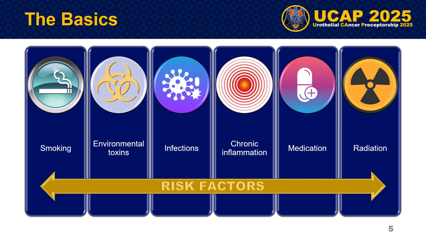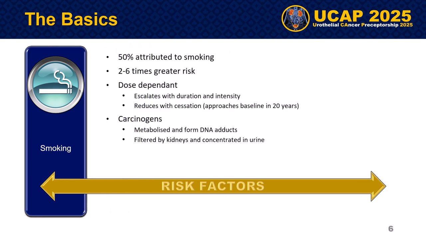Apart from gender, age, genetics, and geographical location, there are many modifiable risk factors for urothelial carcinoma. Smoking is a major modifiable risk factor for urothelial carcinoma. 50% of cancer cases are thought to be attributed to cigarette smoking. Smokers have up to 6 times the risk of developing urothelial carcinoma in comparison to the general population. The risk increases with the duration and intensity of smoking. Smoking cessation reduces the risk and approaches baseline in about 20 years.